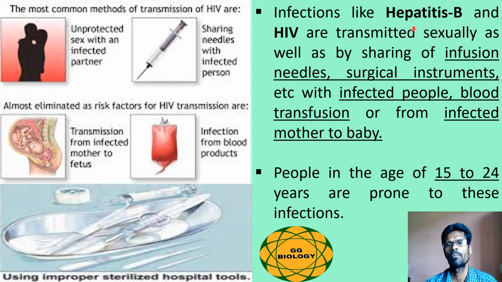Infections like hepatitis B and HIV are transmitted sexually as well as by sharing infusion needles, surgical instruments, etc. with infected people, by blood transfusion, or from an infected mother to her baby. In this picture it is clearly shown how HIV is transmitted: through sexual contact, through the sharing of needles, from an infected mother to the baby, through blood transfusions, or through infected surgical instruments. These are the methods by which an STI can be easily transmitted from one person to another.